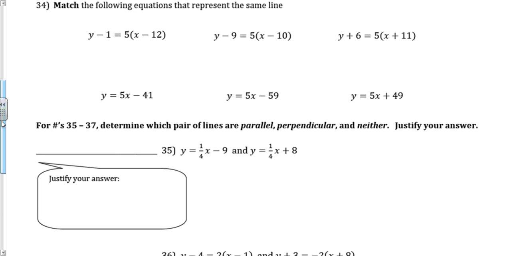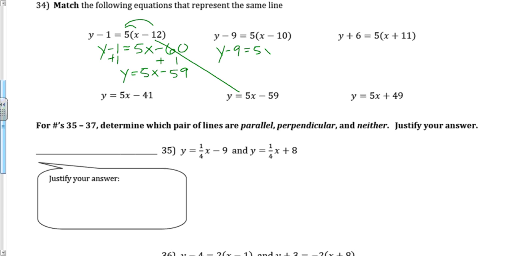Next, 34, match the following equations that represent the same line. So here you're converting from point slope to slope intercept. So you distribute, in this case getting 5x minus 60, add 1, we get y equals 5x minus 59. So we'd have this equation matches that equation. Doing this over again, y minus 9 equals 5x minus 50. Adding 9 to both sides gives us 5x minus 41. So we've got this matches this, and then by process of elimination, those two should match.